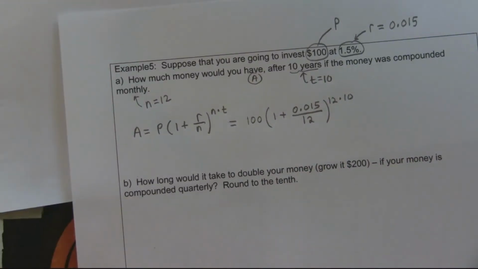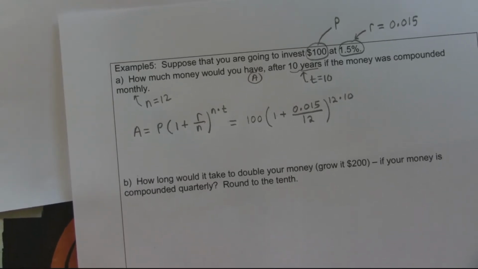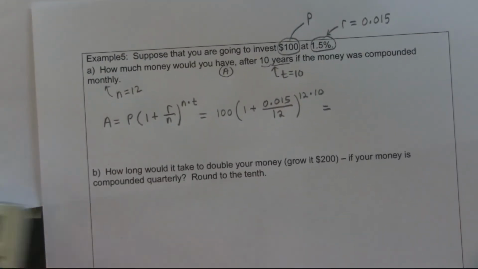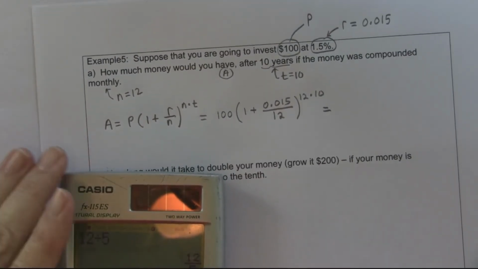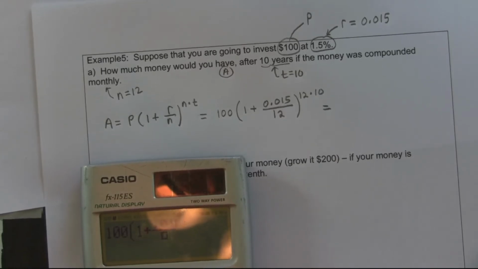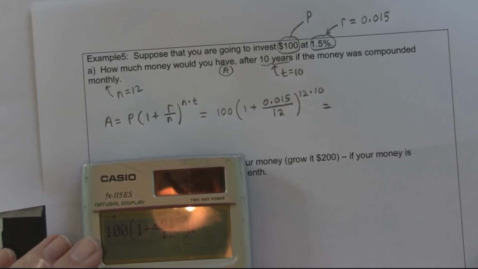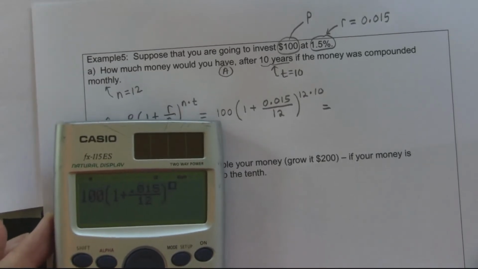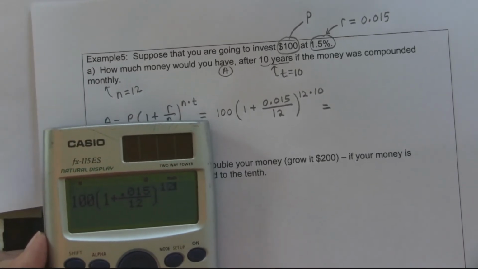Some calculators don't like the 12 times 10, so that's 120, so put in 120. My calculator will handle the whole thing. Just put it in just like you see it, and that will give you A. So 100, parentheses, 1 plus the fraction 0.015 divided by 12, end of parentheses. I'm putting it in just like I see. I want the raised to key, and I want 12 times 10.